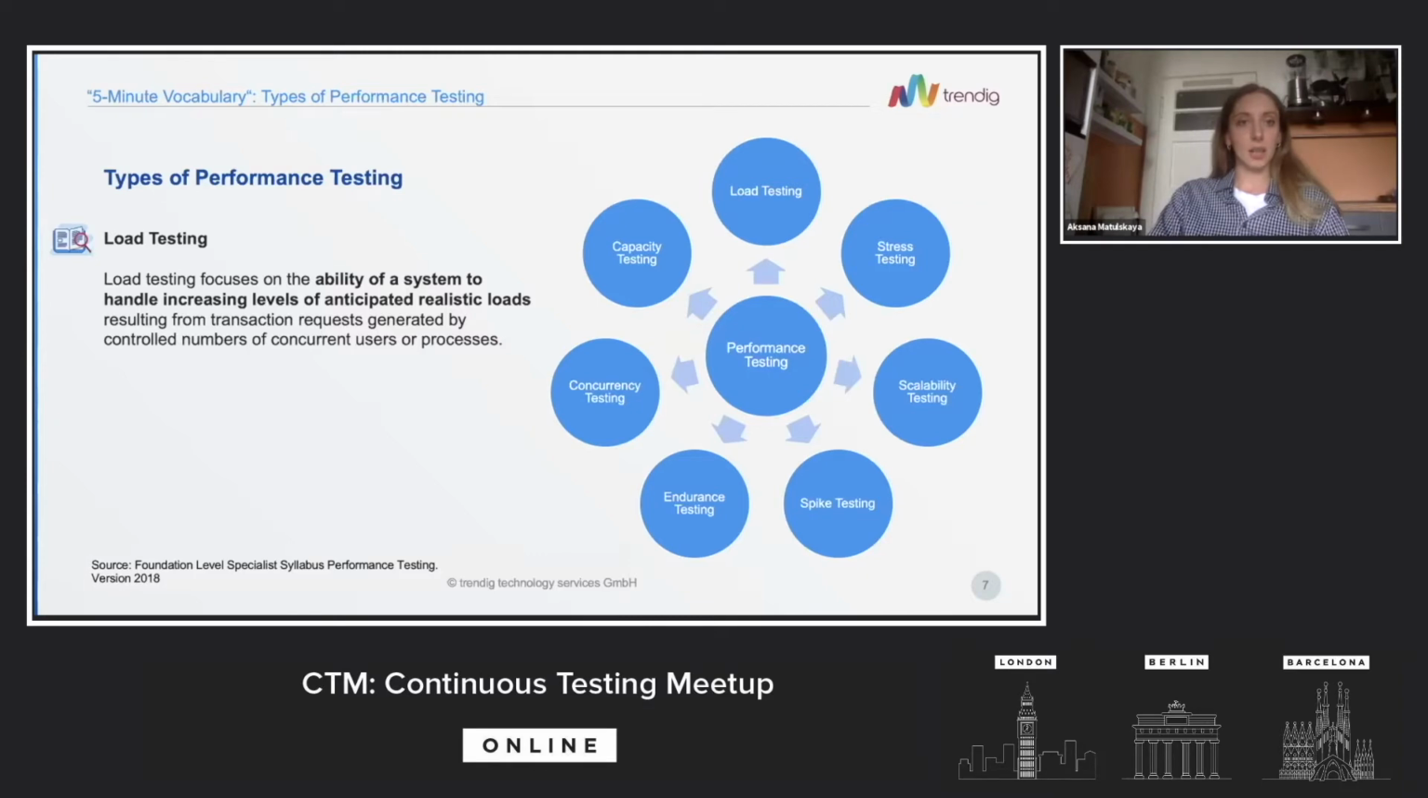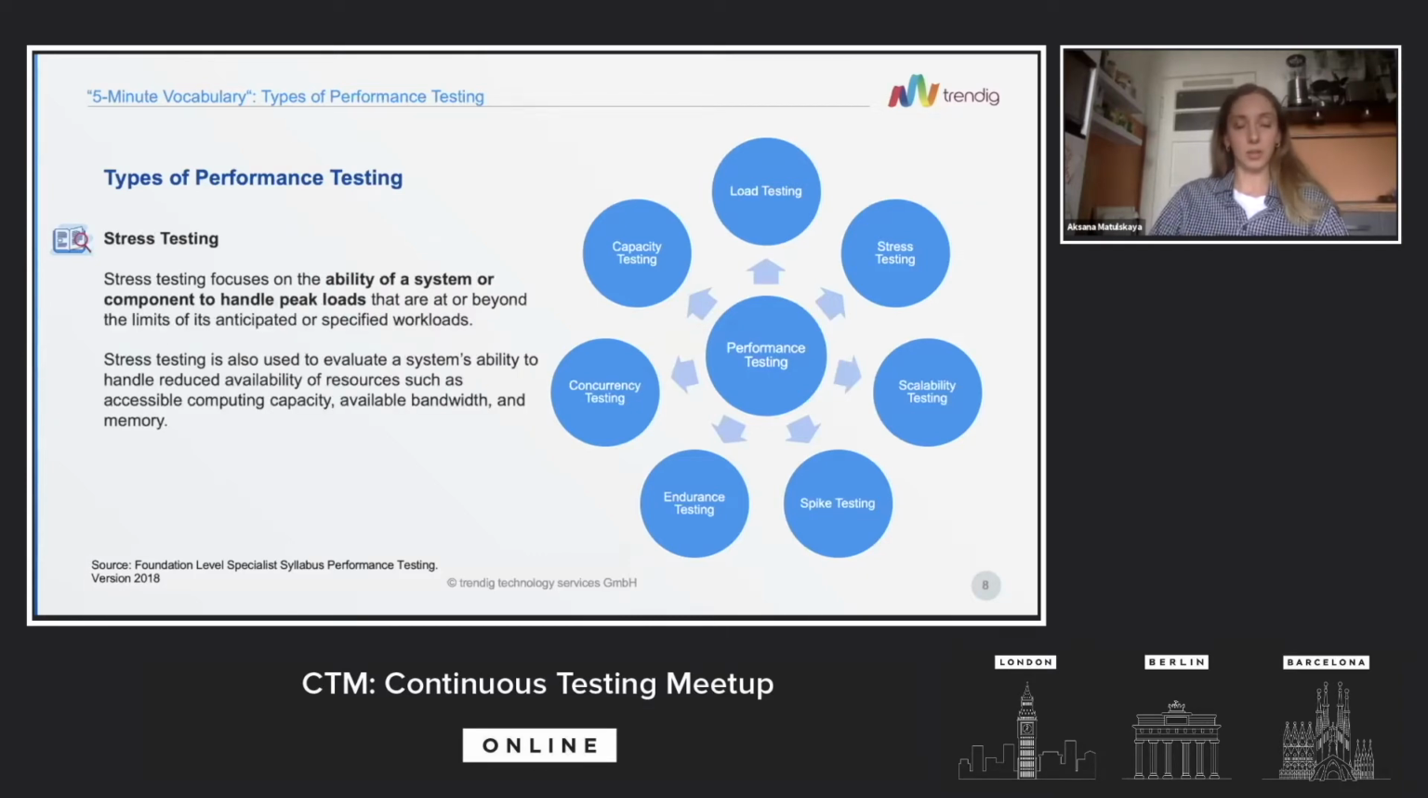The next type of performance testing, according to ISTQB, is stress testing. In this case, stress testing focuses on the ability of a system or component to handle peak loads at or beyond the limits of its anticipated or specified workloads. So we see stress testing as a reaction to overload, but also as a possibility to recover after returning to normal work.